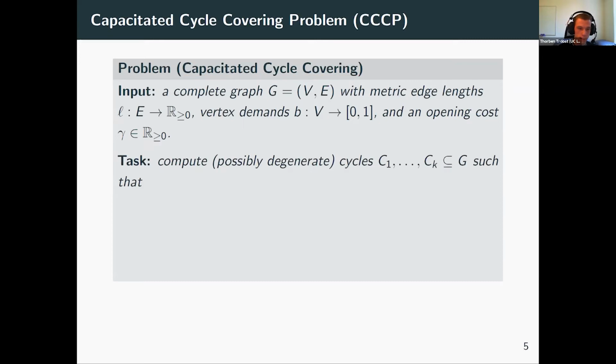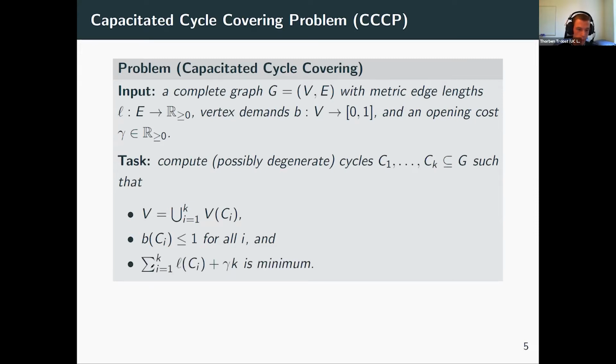Then the task is to compute, again, possibly degenerate cycles in this graph, such that every vertex is contained in one of those cycles. The capacities are bounded, so the total demand of each cycle is at most 1. And now the objective that we're trying to minimize is a linear combination of the total length and the total number of cycles. That's where this opening cost gamma comes into play.